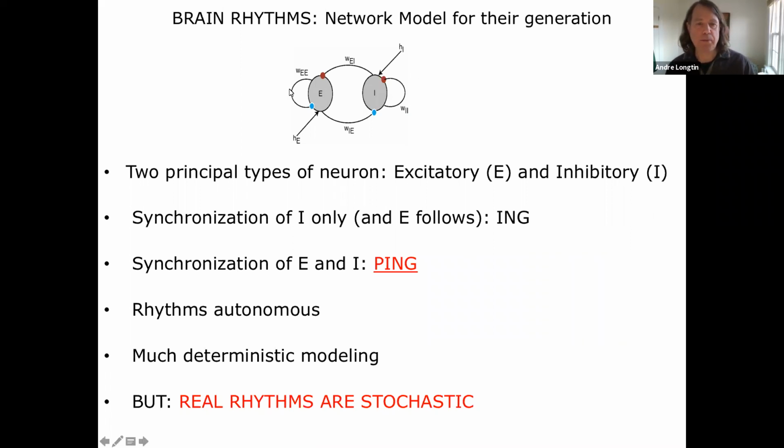So this mechanism is called ping, where you have these two interacting populations. And the basic idea is that the brain rhythm is an autonomous thing, like a limit cycle oscillation, right? You don't need external periodic forcing. And by and large, the modeling has been deterministic. So you show up with a couple of oscillators or a simple system in which you'll get a Hopf bifurcation and the system will oscillate, and that's it. But real rhythms are actually quite stochastic.